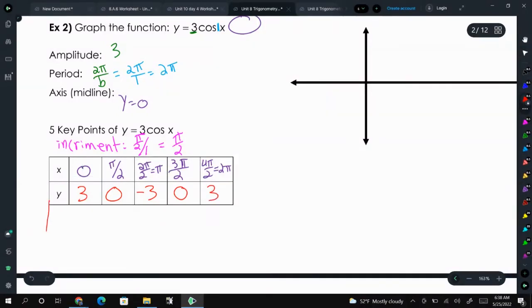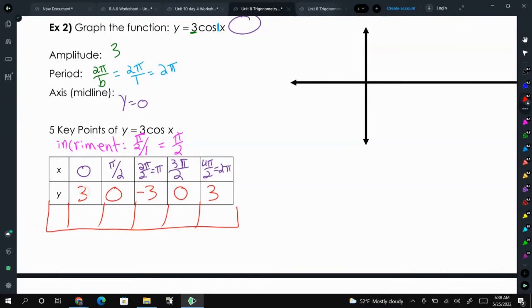If it helps you to create another row, and you wanted to just do the normal function up here, I can show you what that looks like real quick. And then 3y.